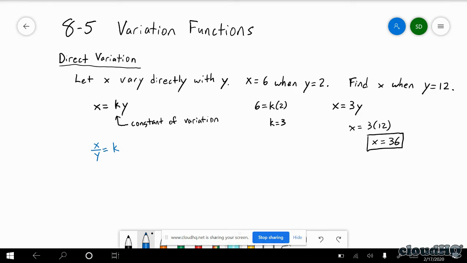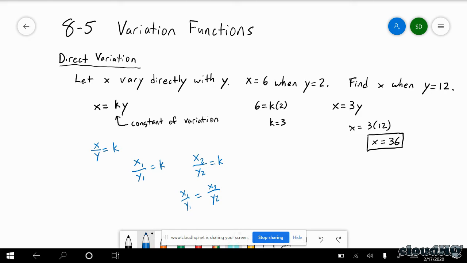And then what you could do there is, because K is a constant and it remains the same no matter which XY pairs we pick, that means that if you have X1 over Y1, it would equal K. And if you had X2 over Y2, a different set of ordered pairs, it would also equal K. You had a property in geometry that we could apply here. If X1 over Y1 equals K and X2 over Y2 equals K, I can conclude that X1 over Y1 is equal to X2 over Y2. What was that property called?